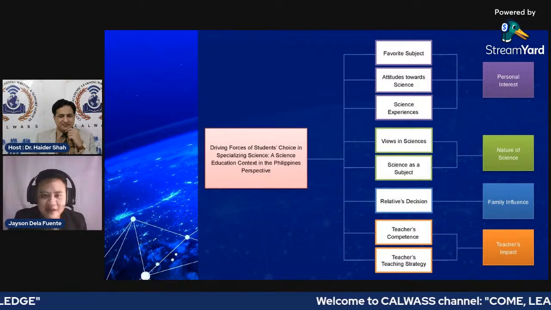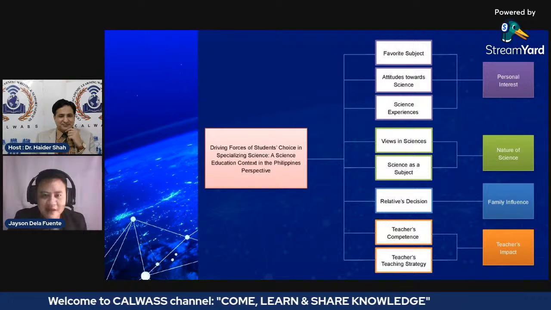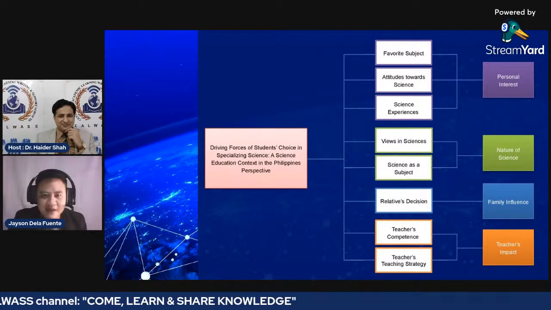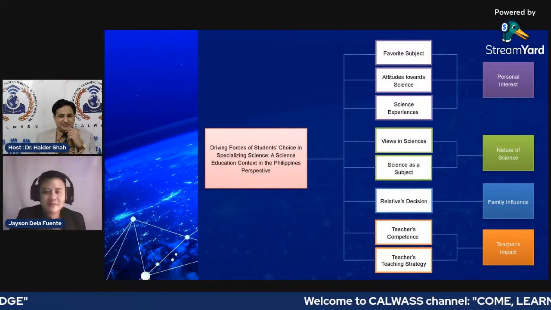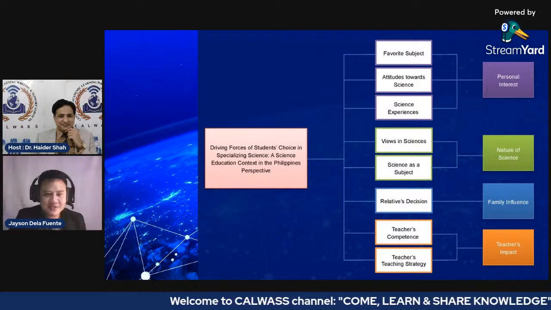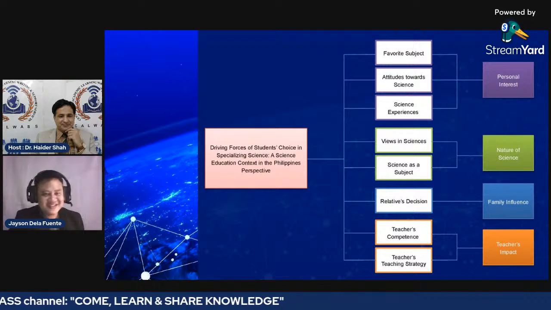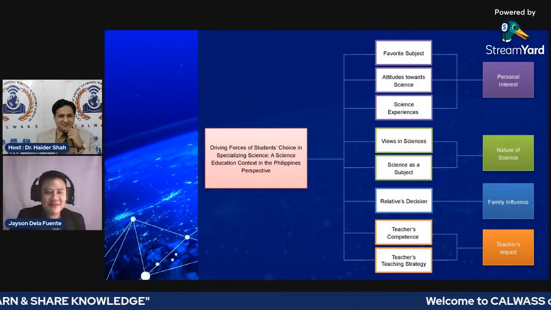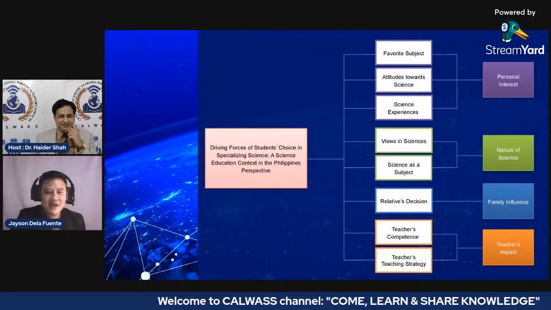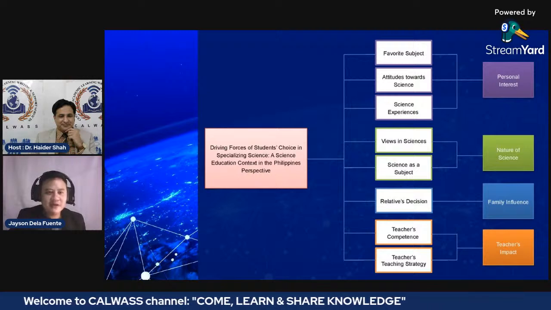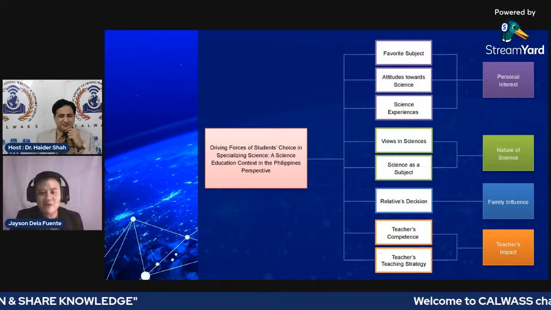Teachers' competence and teachers' teaching strategy can be categorized into a theme, teachers' impact. Some of the participants shared that strict teachers influenced them to become teachers, and to excel in science. Some of them are participants in physics or chemistry Olympics, something like that. So this is a theme that speaks about the teacher's impact.